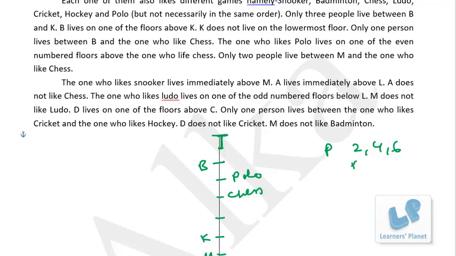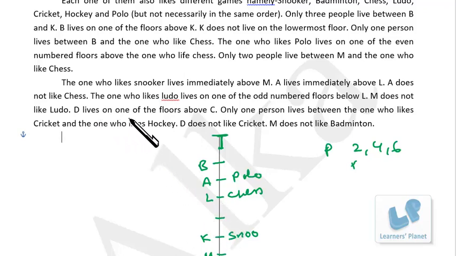The one who likes snooker lives immediately above M. So snooker. Then A lives immediately above L. So where can we have A and L? Two possibilities are there. Sorry, A lives above L, so A then L. But A does not like chess. That means we have this possibility only, because A cannot be over here. Otherwise, we could make A, L here also.